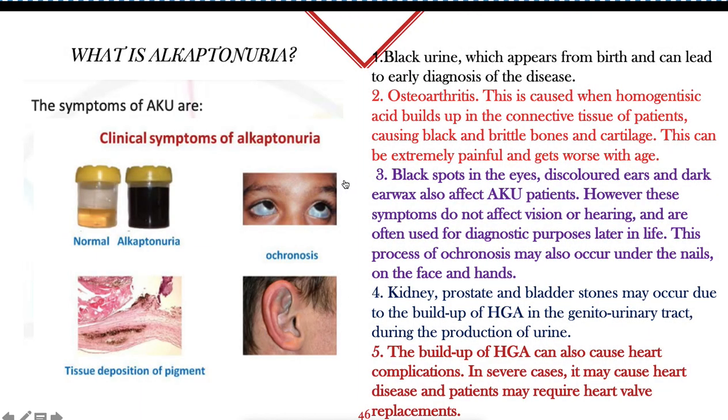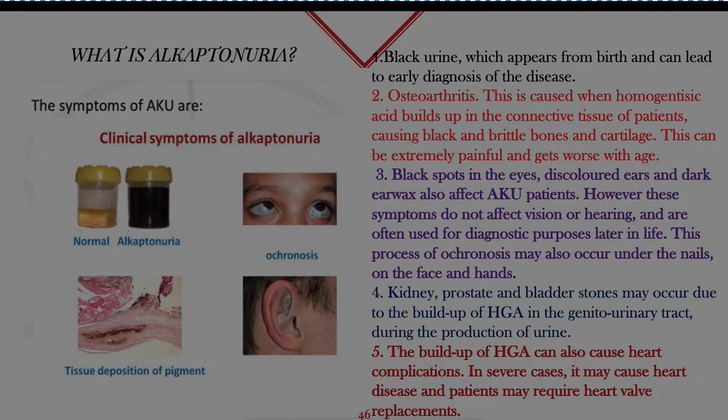There are some clinical symptoms of alkaptonuria, which is a metabolism problem: black urine which appears from birth and can lead to early diagnosis, osteoarthritis, black spots in the eyes, and kidney, prostate, and bladder stones may occur. The buildup of HGA can also cause heart complications. In severe cases, it may cause heart disease, and patients may require heart valve replacement.